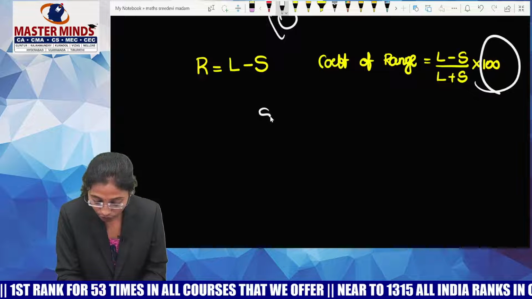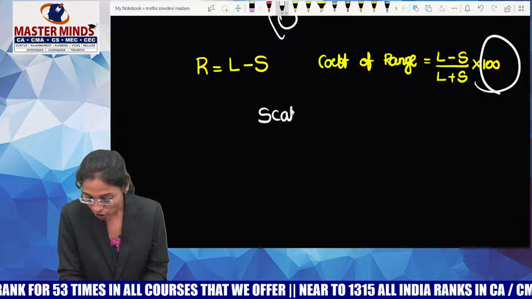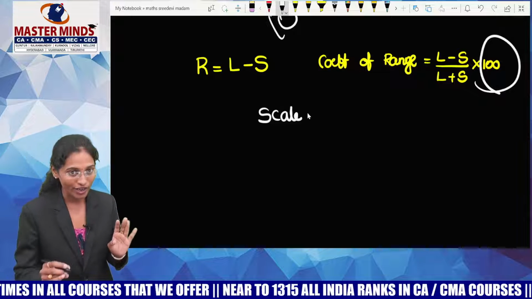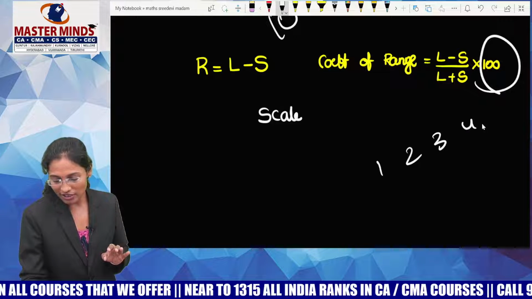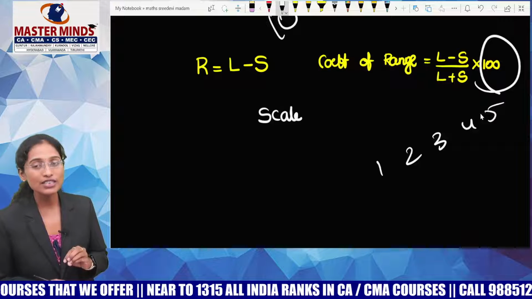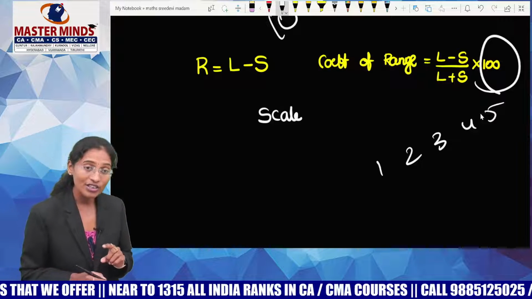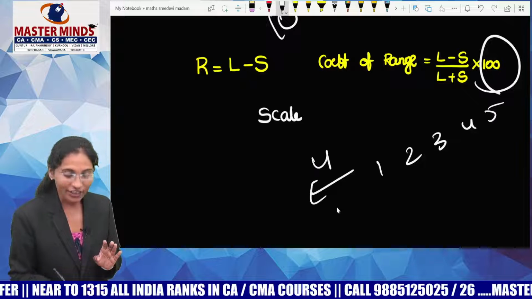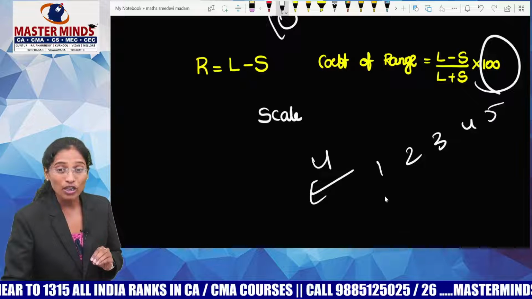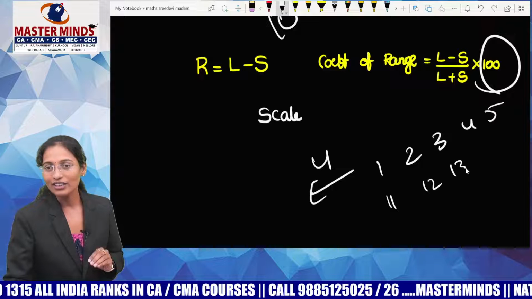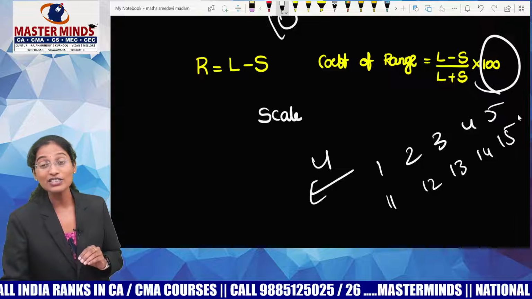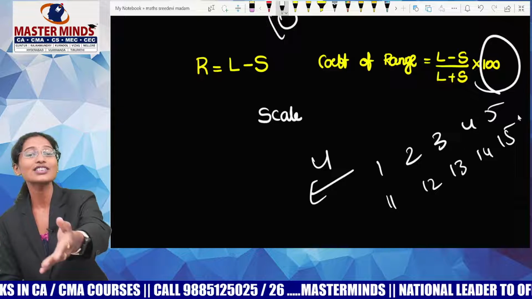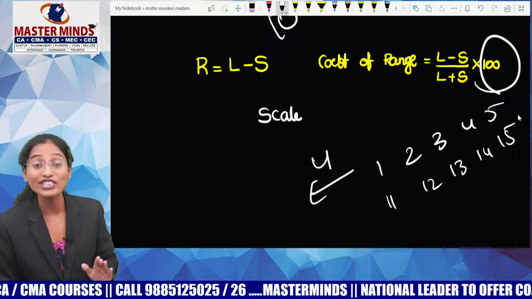Now, the next important thing that you need to learn about range: it is affected due to change of scale. Range is unaffected due to change of origin. Because if my observations are 1, 2, 3, 4, 5, what is the biggest observation? 5. Smallest observation? 1. Difference is how much? 4. Keep in your mind that range is 4. Now let me add 10 to all the observations: 11, 12, 13, 14, 15. Guys, can you please tell me the range? 4 again. Means even if you add a fixed constant to all the observations, there's no change in the range.